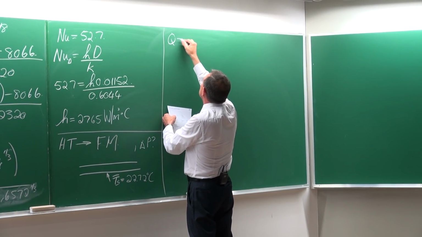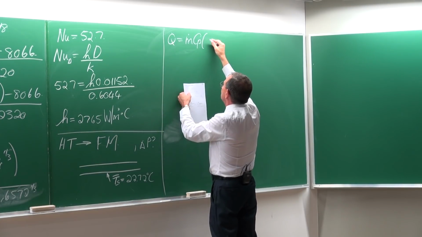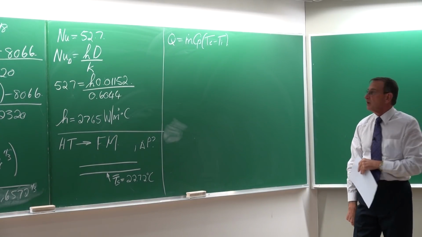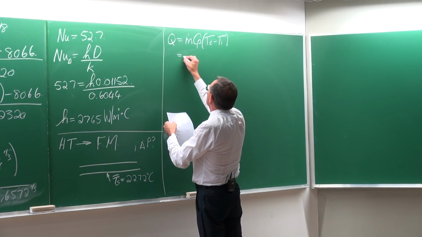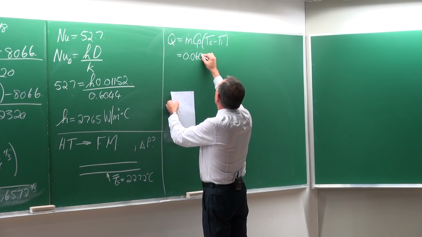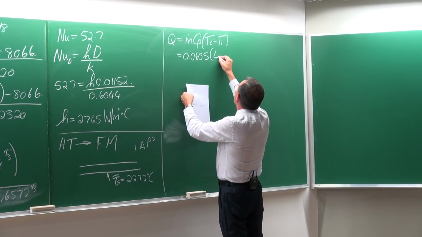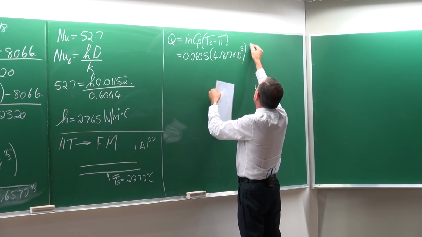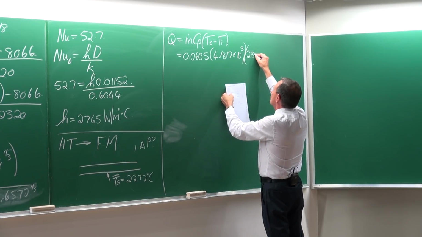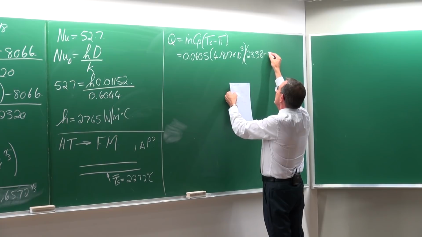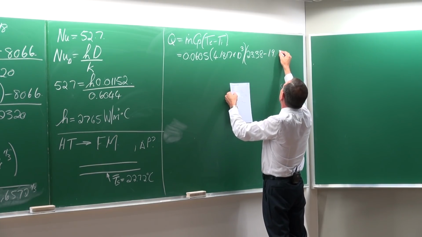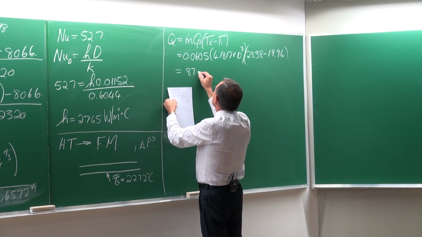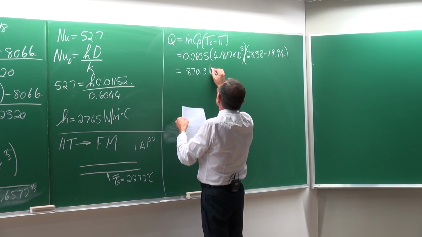So the heat transfer rate is equal to the mass flow rate, Cp, multiplied by the outlet temperature minus the inlet temperature, mCp multiplied by delta T. The mass flow rate is equal to 0.0605. The Cp, 4.1817 multiplied by 10 to the third. Outlet temperature is 23.38. Inlet temperature was equal to 19.94. It gives us the heat transfer rate must be equal to 870.3 watts.